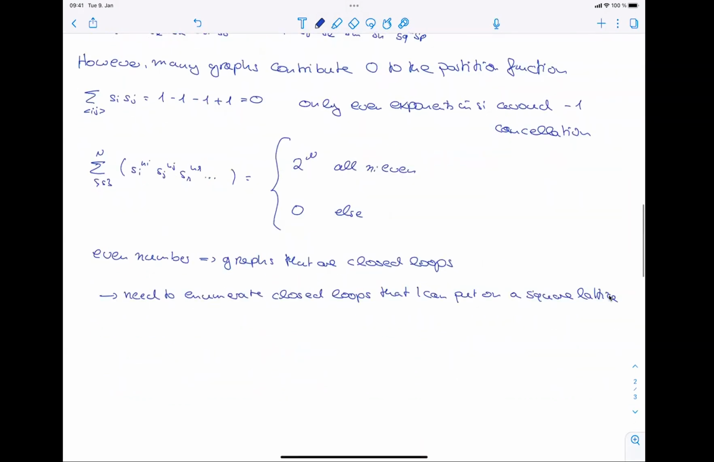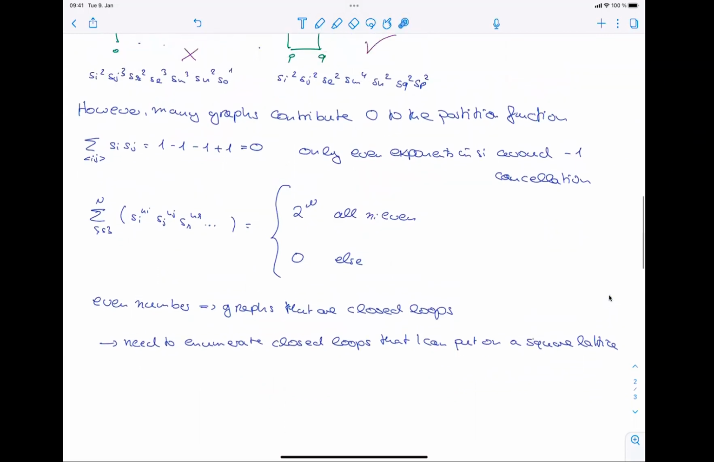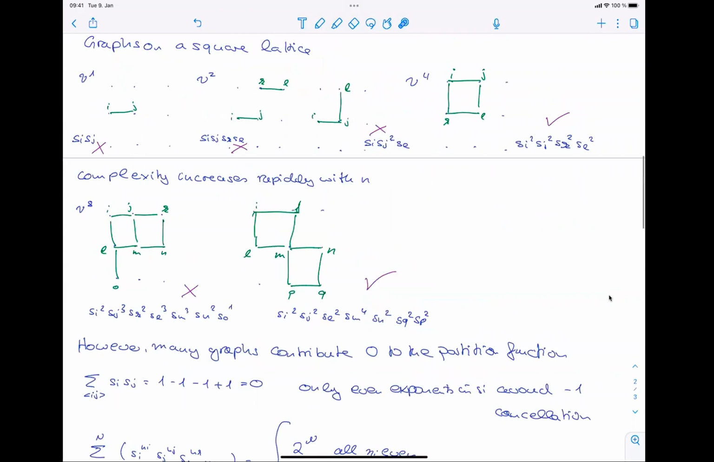Okay. So again, if we go back, the first loop that we found was at v to the 4, and you may have seen that I left out v to the 3, but obviously having 3 bonds on a square lattice, I can't form a loop anyway. So that's the first loop that we found.